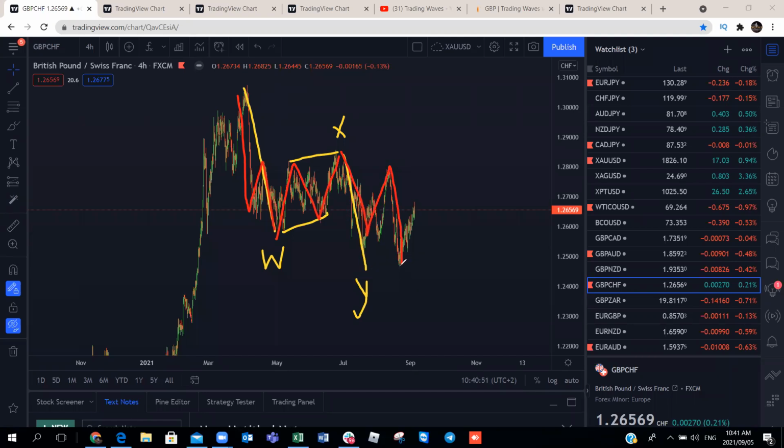So if this is the case, that means pound chief move to the downside is done, and we're going to see this. But to see that, we need to get a corrective structure like that. Okay, so that is scenario number 1.